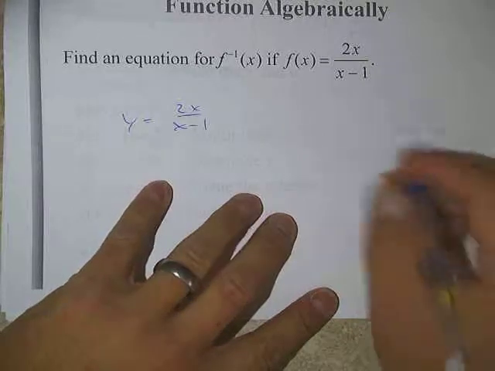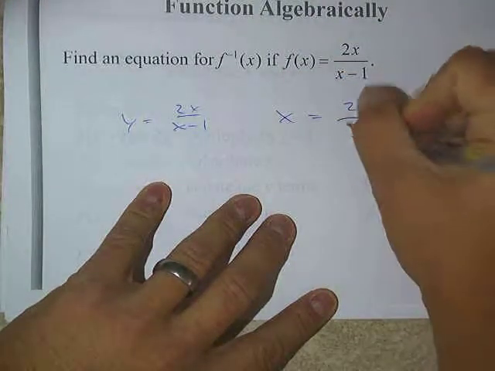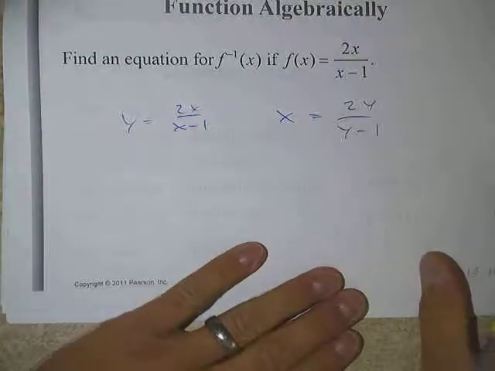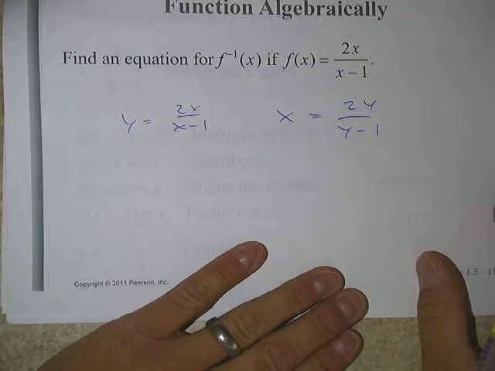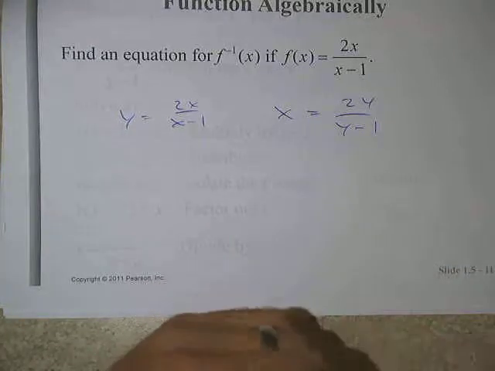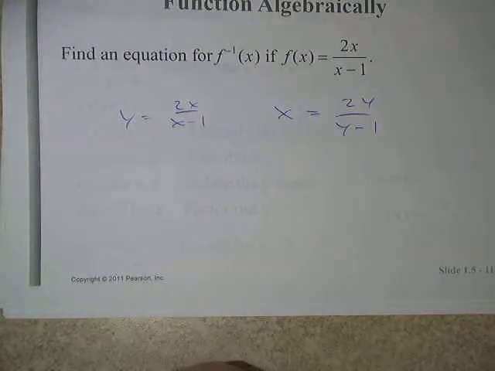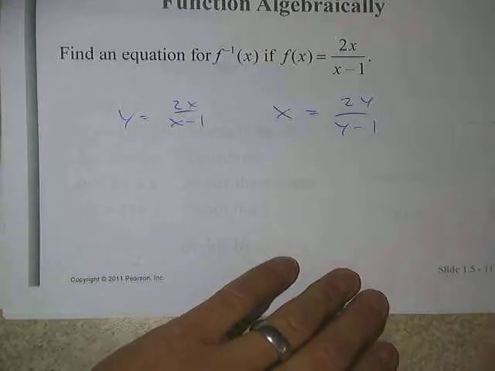Okay, all right, so let's see that in action. Ultimately, if I'm given this function, I'm going to rewrite that as y equals 2x over x minus 1. Then step 2 is to switch the x and the y. This is what we mean by that: we're going to replace all the y's with x's, and we're going to replace all the x's with y's.